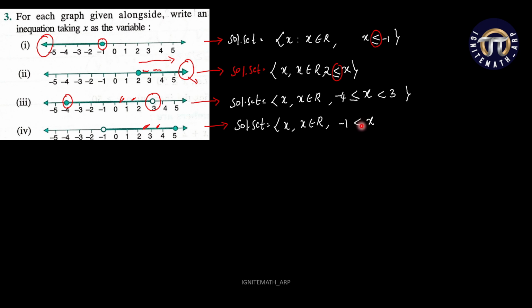Then what is the upper limit? Upper limit is 5. Observe the circle on 5. Is it darkened? Oh yes, it is darkened. Then what should I write? It is x is smaller than or equal to 5. Smaller than or equal to 5. Clear, children? Very simple way.